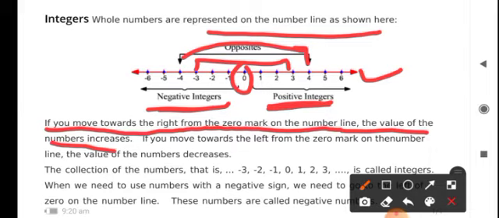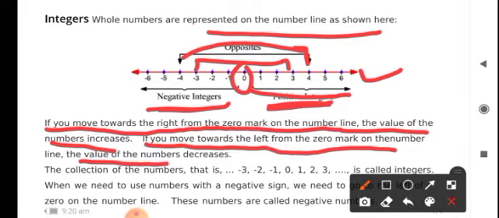If you move towards the right from the 0 mark on the number line, the value of the number increases. If you move towards the left from the 0 mark, the value of the number decreases. Decrease means it will be less. After 0 we can see -1, then -2, -3. It is not increasing, they are decreasing.